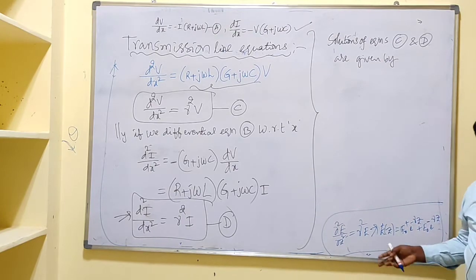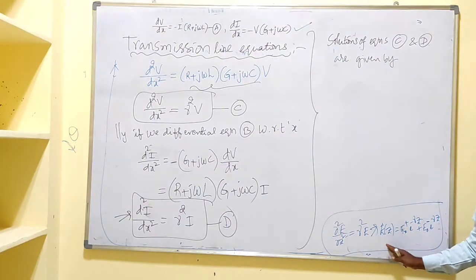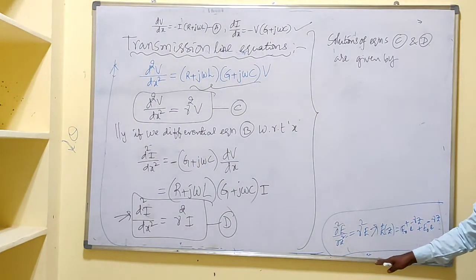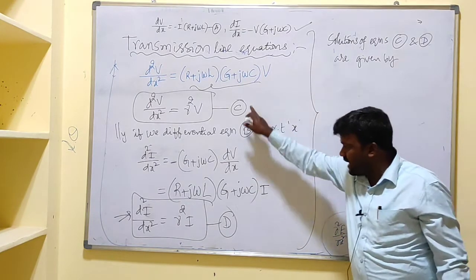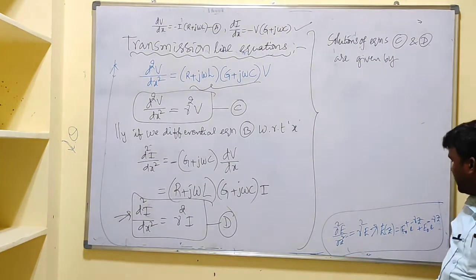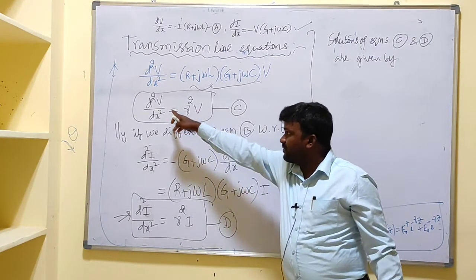Please refer to the solution of the wave equation. Please refer to the topic solution of the wave equation. I uploaded a video on the solution of the wave equation. Please refer to that video. These equations C and D are similar to what? This equation only. So for the equation C, instead of E, we have what?